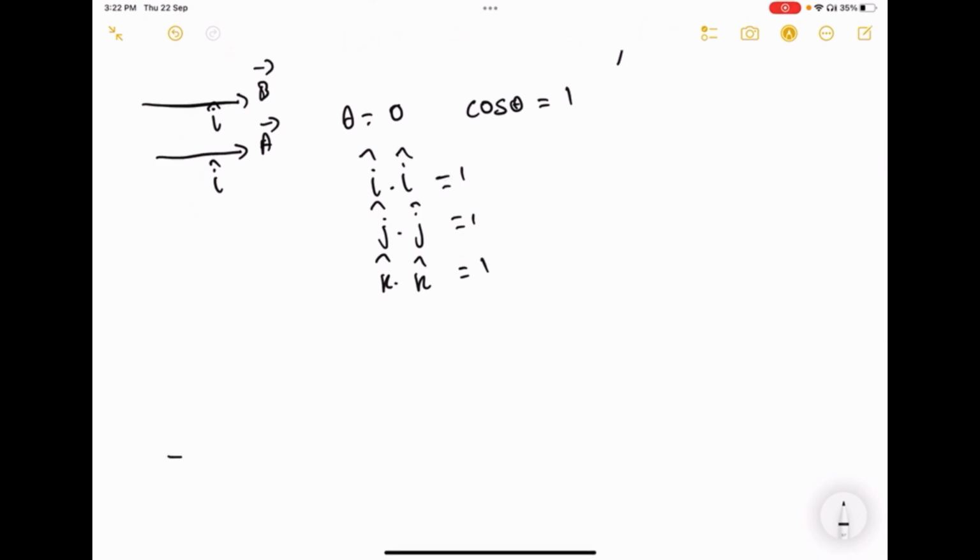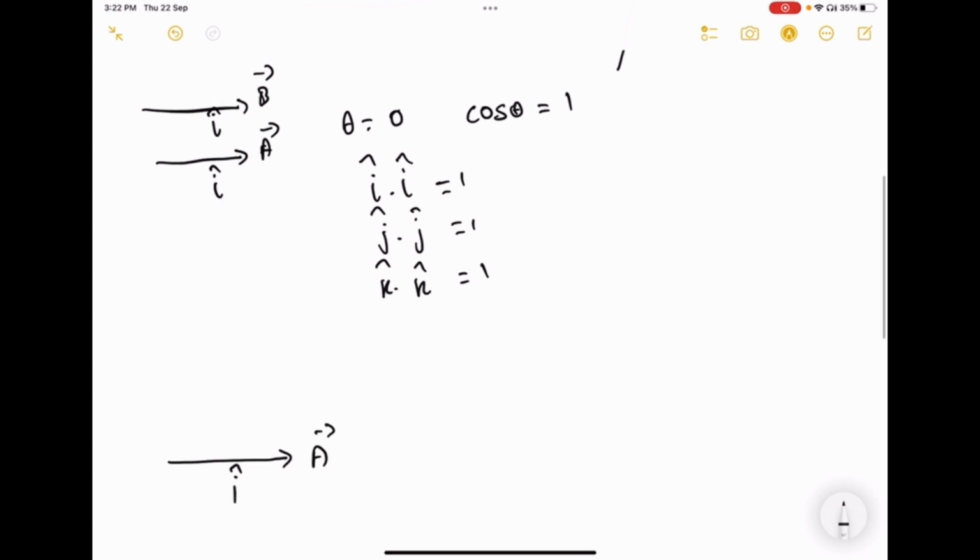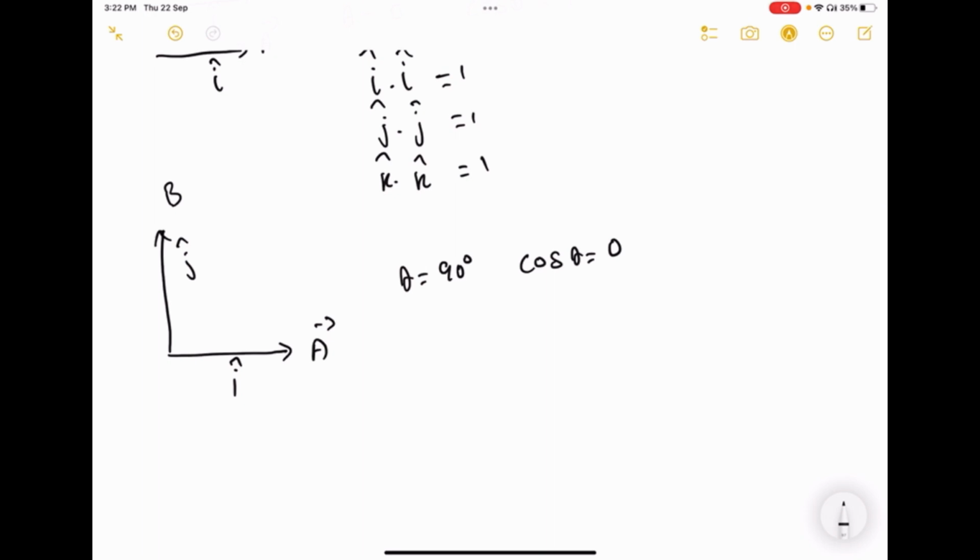We have another case, a cap in x-axis, b cap in y-axis, j cap. So my theta equals 90 degrees, then cos theta equals 0. So if I'm performing an operation between two perpendicular vectors, I dot j equals 0 or j dot I equals 0. So I'm going to consider another vector as k cap.